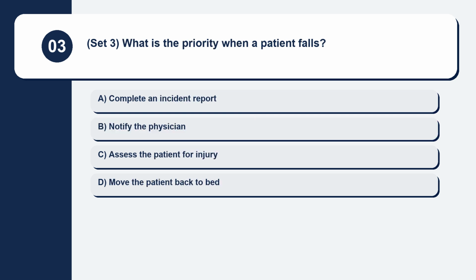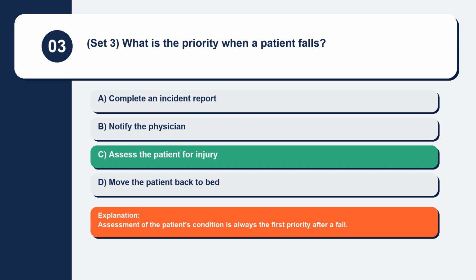Question 3, Set 3. What is the priority when a patient falls? Complete an incident report, notify the physician, assess the patient for injury, move the patient back to bed. Assessment of the patient's condition is always the first priority after a fall.